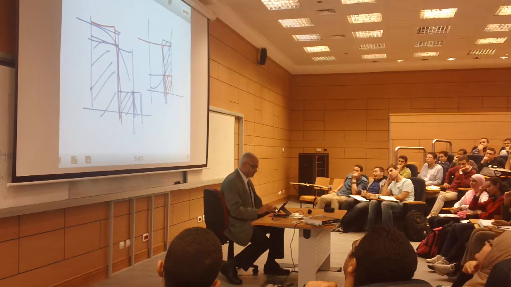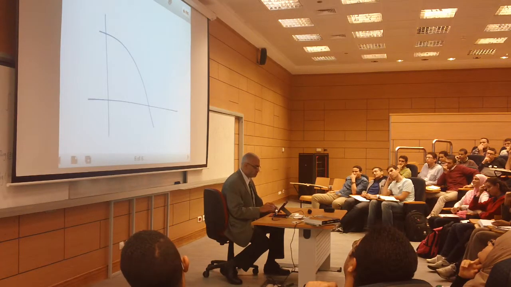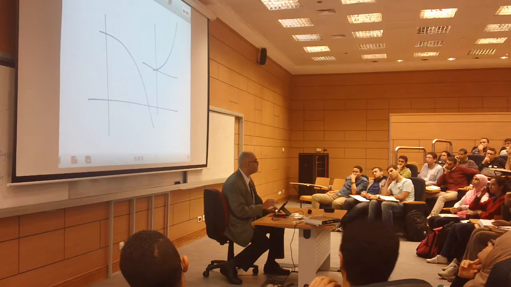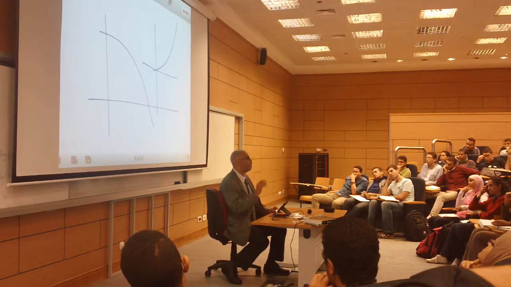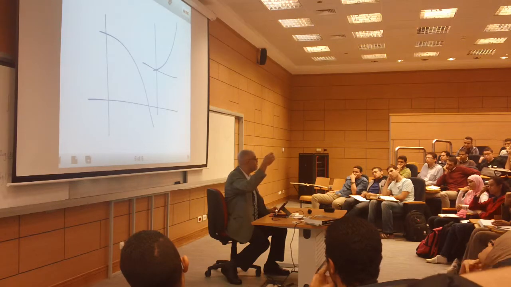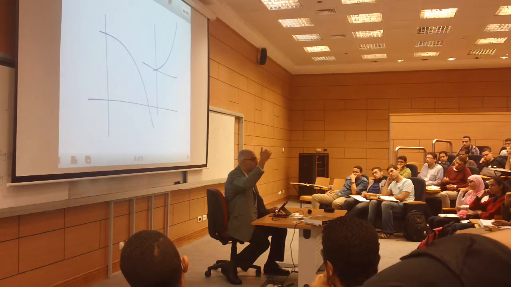So if the function has this versus this, okay? Depending on the curvature of the function, this one can be overestimating the area and the other can be underestimating the area. One may have a larger area and the other a smaller area.